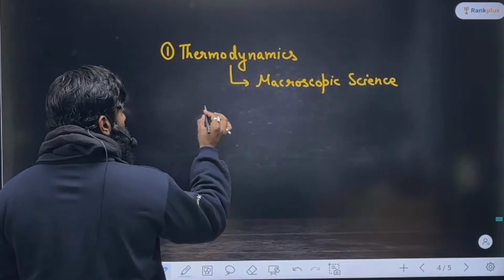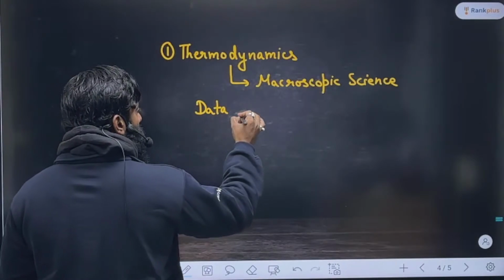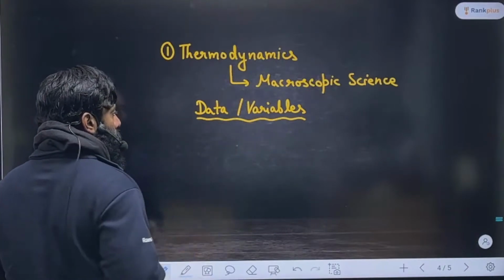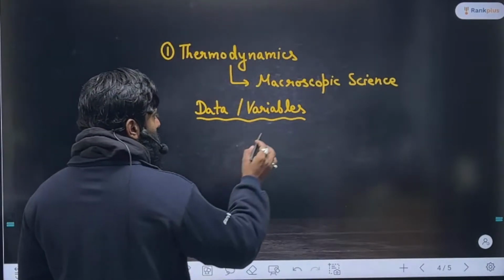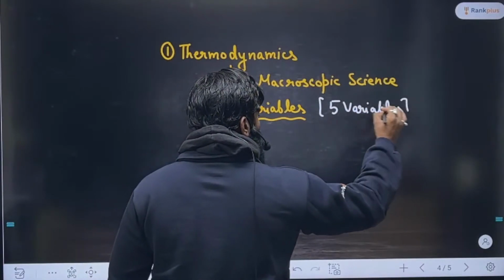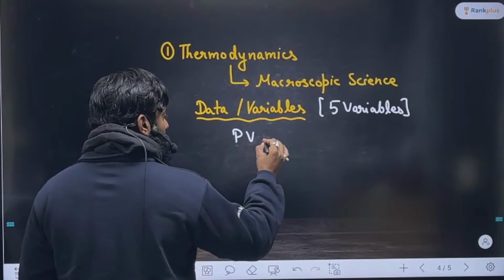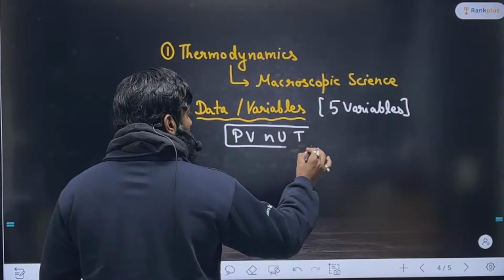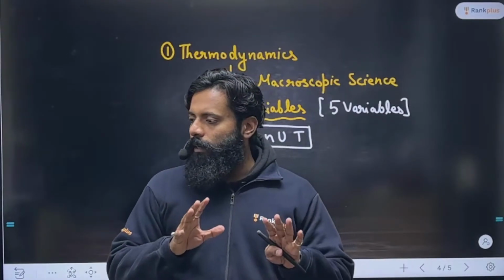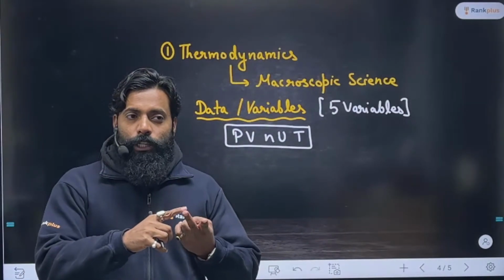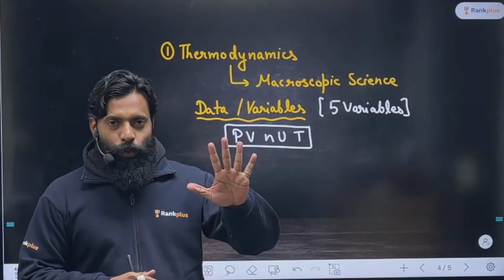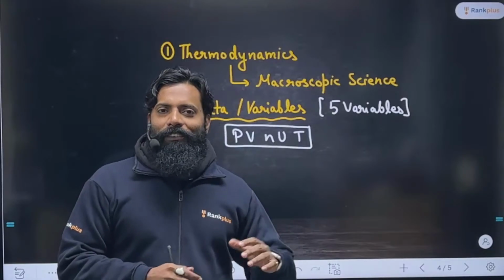And if I'm talking about the data, or particularly the variables we have to deal with, there are 5 variables. For numericals, these variables are so important, and I can concise them into PV nut. Similar to kinematics, where we deal with the UV set: initial velocity, final velocity, displacement, acceleration and time. In kinematics we have those 5 variables, and in thermodynamics we have these 5 variables.